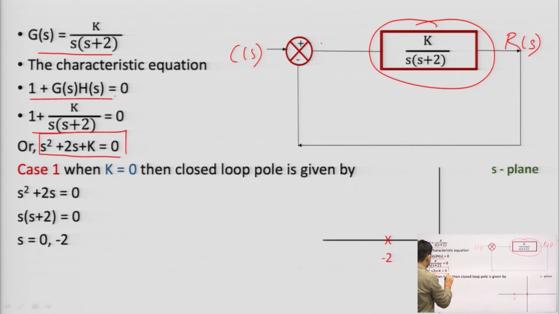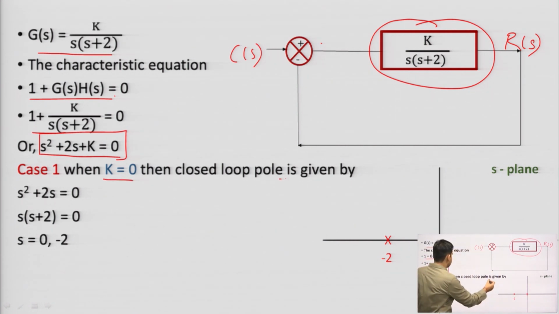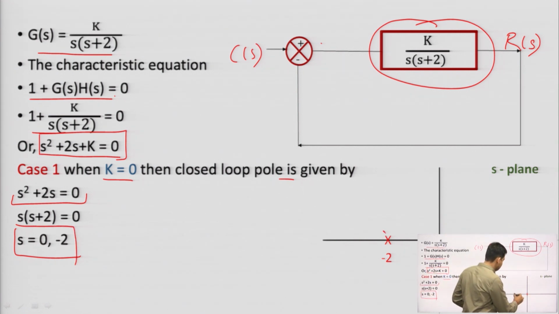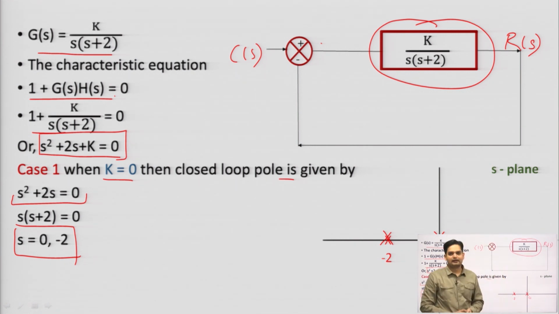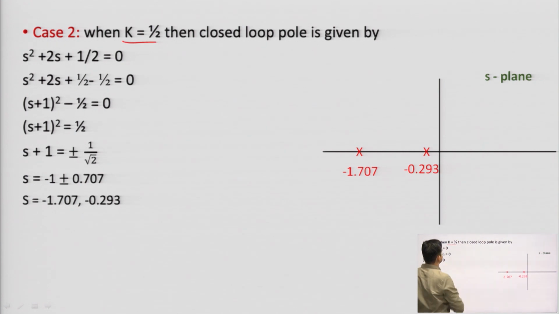Here I will choose case 1, when k is equal to 0. Then what about the closed loop poles? When k is equal to 0, you will get this equation. After solving, you get these roots. So, for k equal to 0, I am getting poles at the origin, 0, and at minus 2, with two poles at minus 2 in total as shown. In the same way, when I change the value of k to 1/2, my equation will become like this.